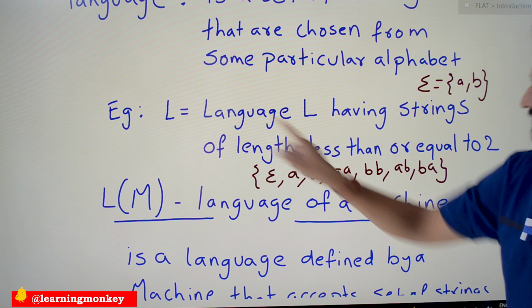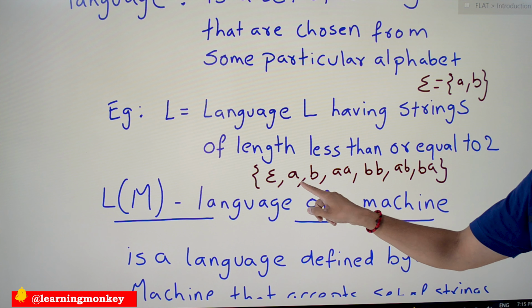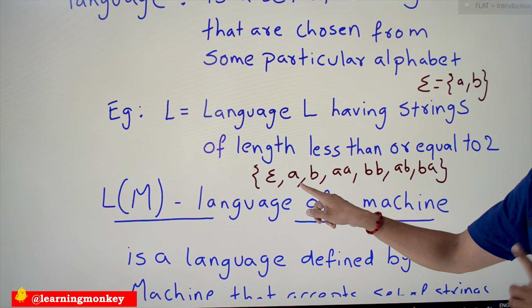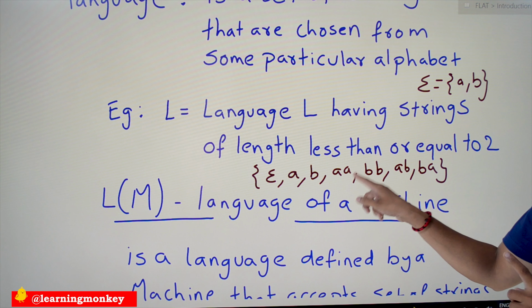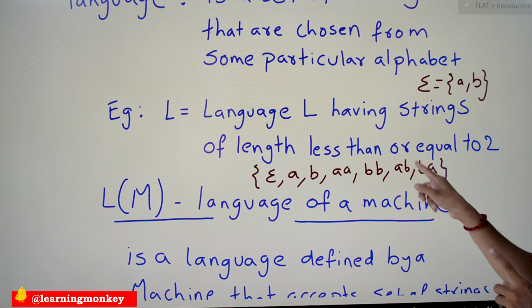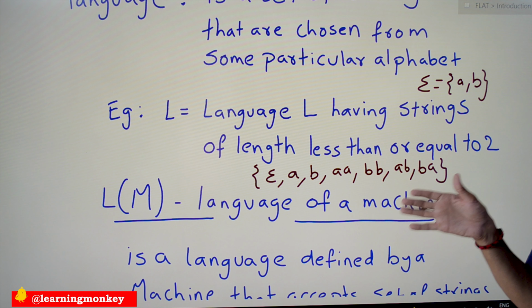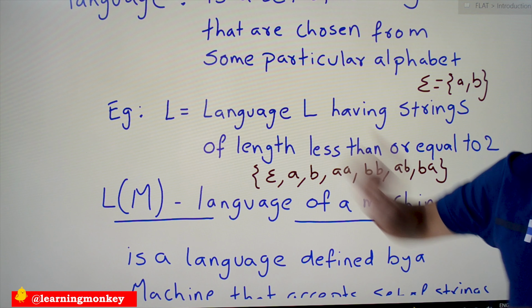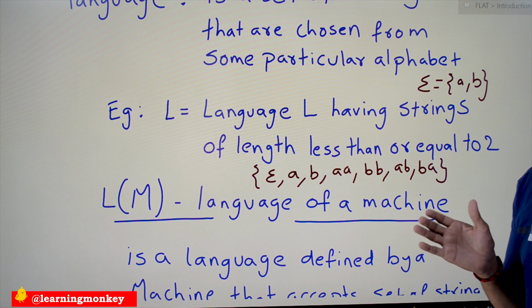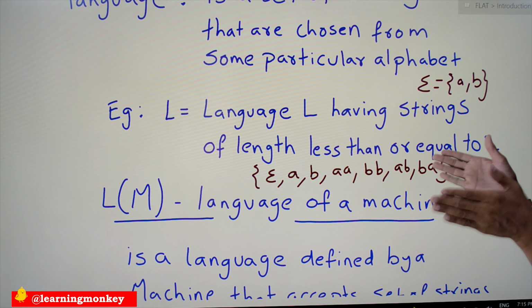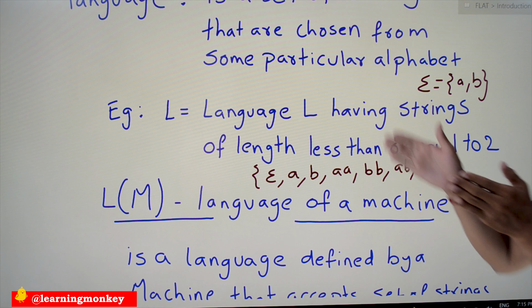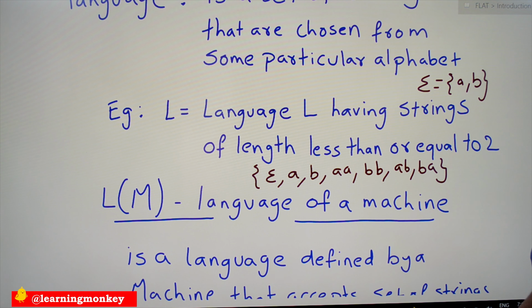But this language consists of epsilon, a single character A, length of 1, B, length of 1, AA, length of 2, BB, AB, BA. These are the strings that belong to this language. That is what language means. Language means a set of strings that belongs to this language.